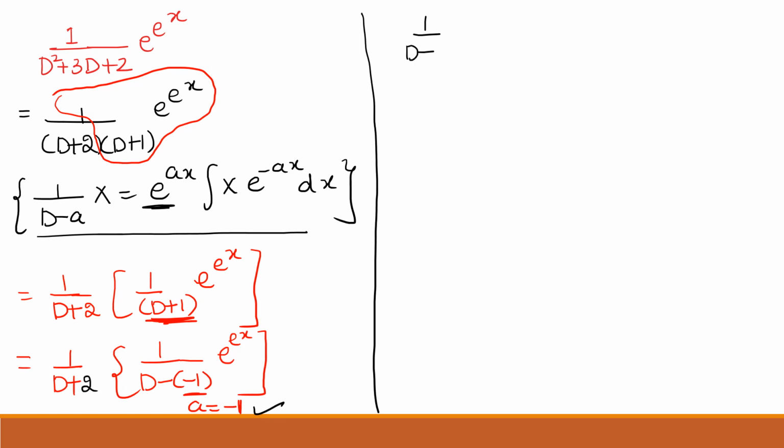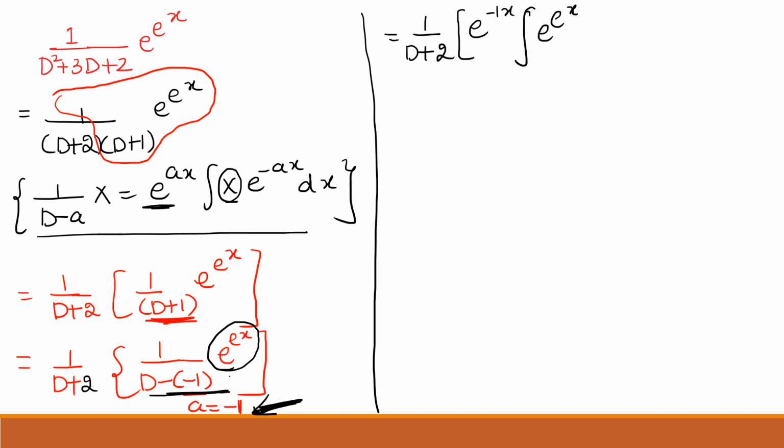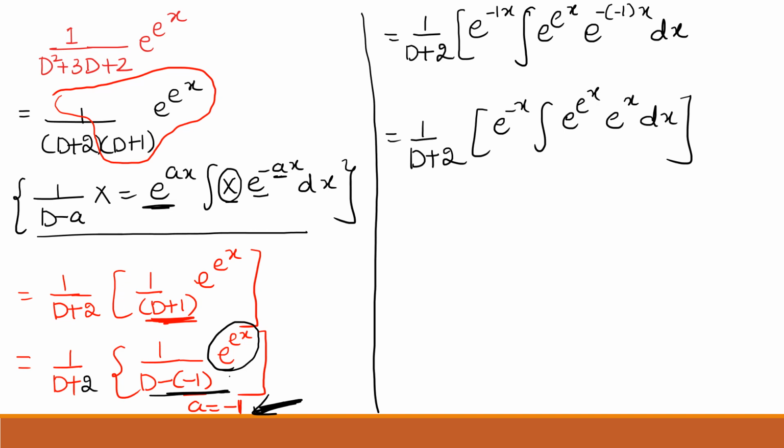So here your D plus 2 will be as such, and here apply the rule over this. So e power ax. What is my a? My a is minus 1. So minus 1 into x integration, capital X. What is my capital X? My capital X is e power x. So e power x into e power minus of ax, e power minus a, a was minus 1, x dx. Okay, so after simplification, we will get this thing.